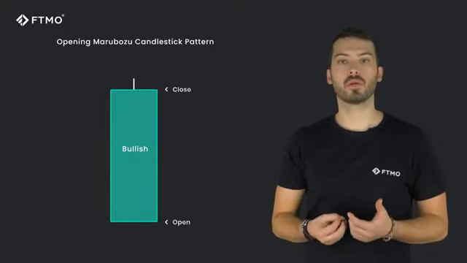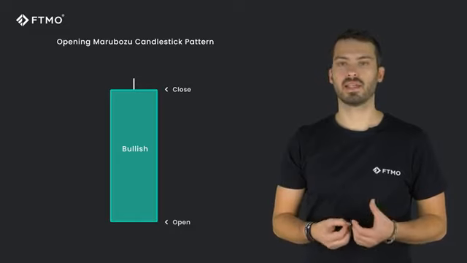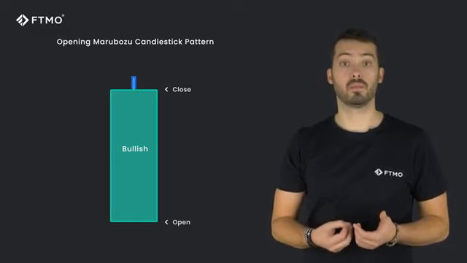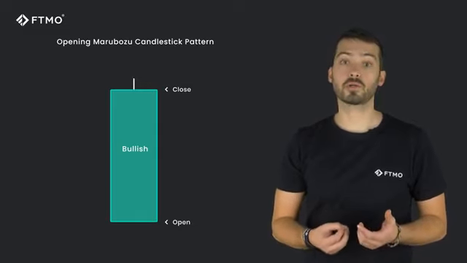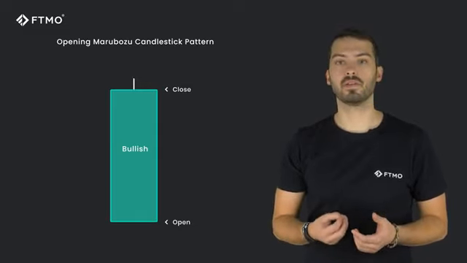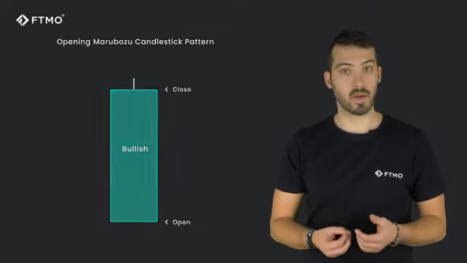Opening Marubozu candlestick pattern. The last Marubozu candlestick we will cover is the opening type Marubozu. Bullish opening Marubozu has a small upside wick. It gives us bullish signals in the market. It shows us the fact that buyers took control straight from the open, and even though they met some sellers at the top, the bullish bias prevails.